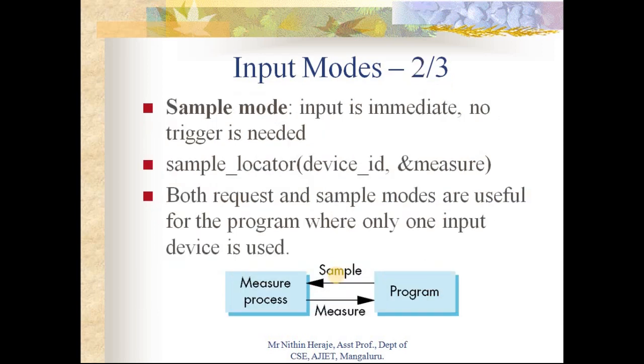The second one is the sample mode. Under input modes there are three. The first one we saw is the request mode. Now the second one is the sample mode. If you look at this diagram, the program simply requests for the sample, and the device simply gives you the measure.